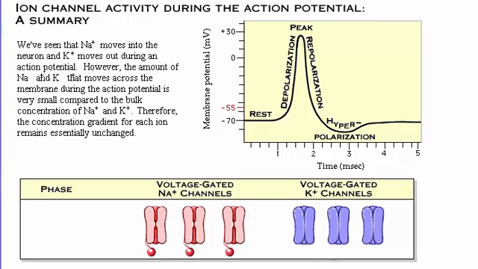We've seen that sodium moves into the neuron and potassium moves out during an action potential. However, the amount of sodium and potassium that moves across the membrane during the action potential is very small compared to the bulk concentration of sodium and potassium. Therefore, the concentration gradient for each ion remains essentially unchanged.